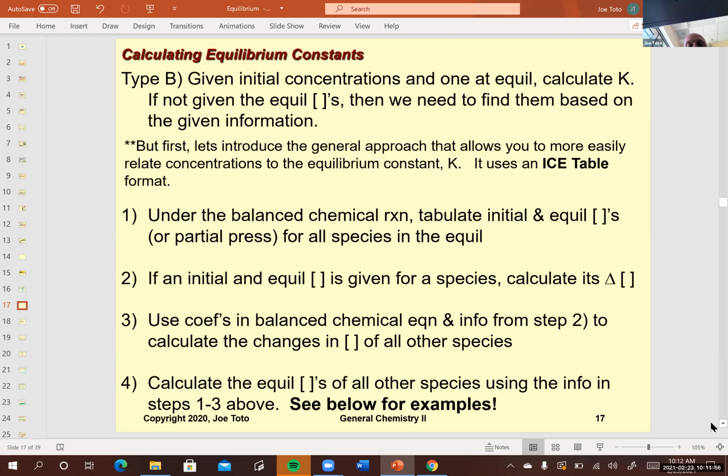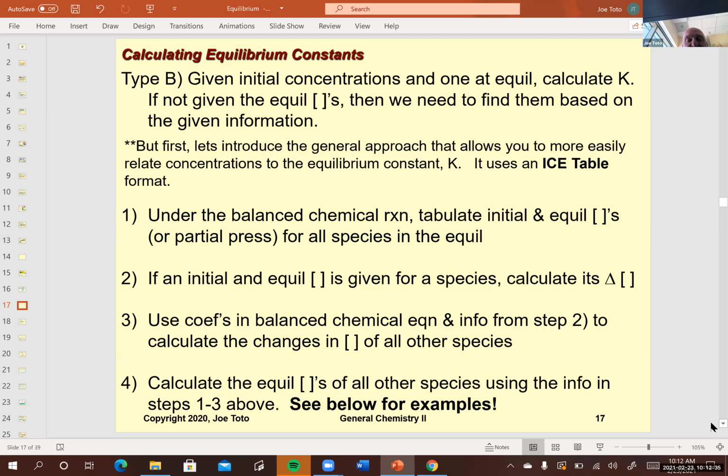So a way to figure out what you have at equilibrium is going to be the type C problem that we're going to look at in a second. But before we even get to that, we introduce what's called the ICE table. The ICE table allows you to represent information given in a problem in an organized fashion, so you can relate that information to the equilibrium constant and equilibrium concentrations.